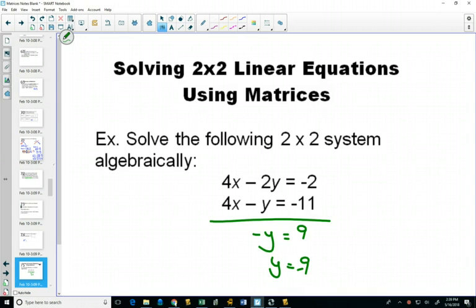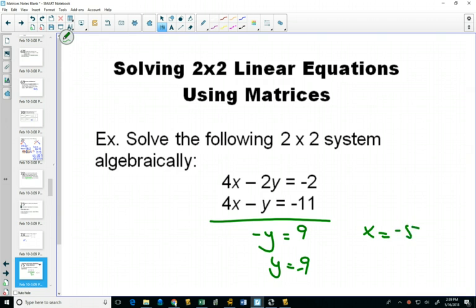And then if y is equal to negative 9, then what would x be? It will be negative 5. Because you could plug it in. This will be 9 subtracted. And so x is equal to negative 5.